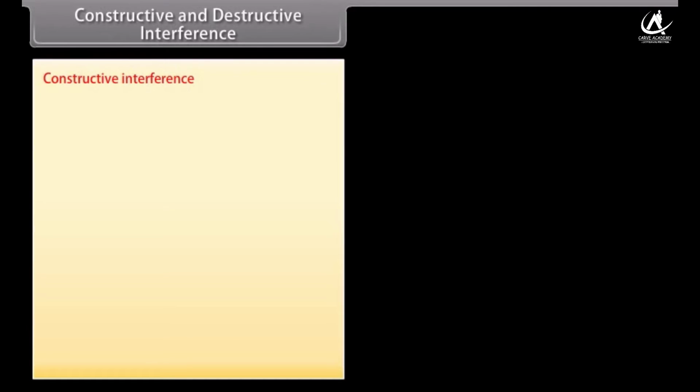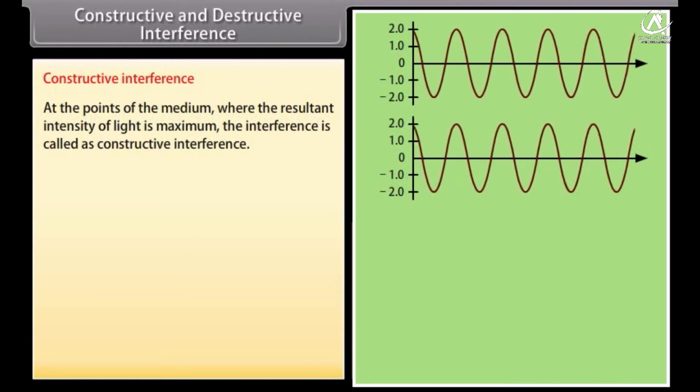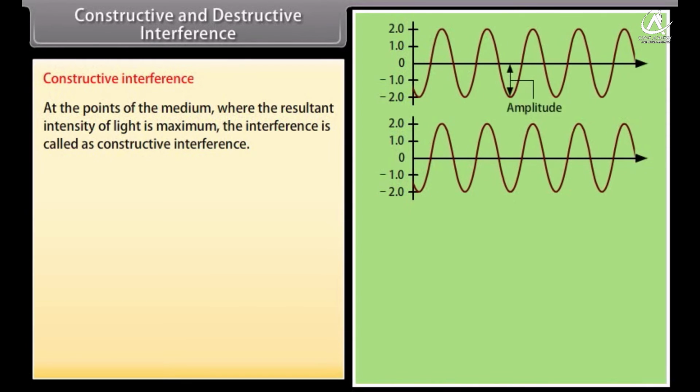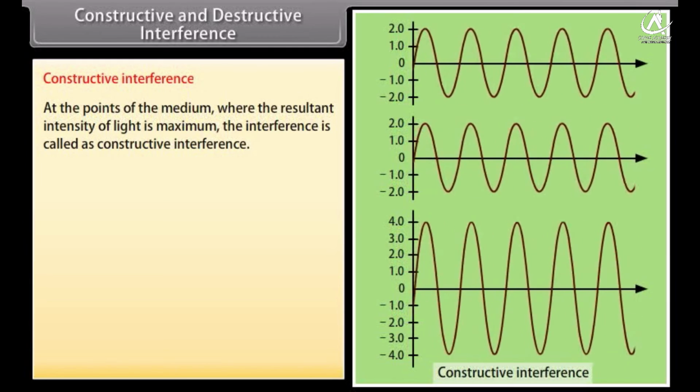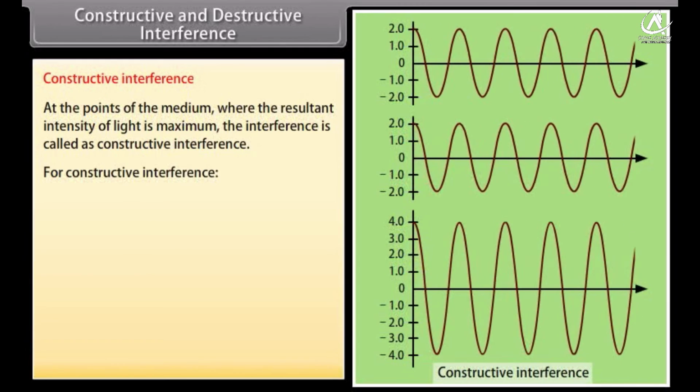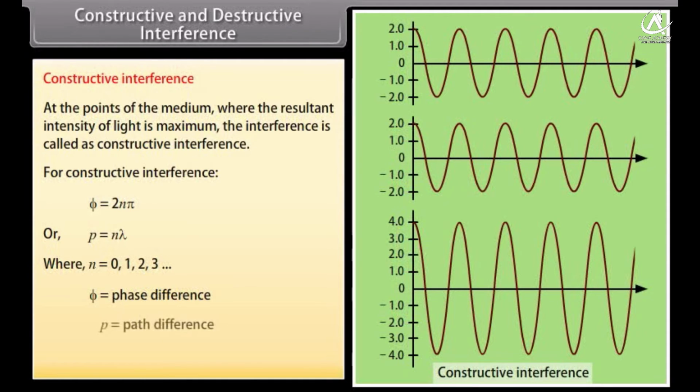Constructive and destructive interference. Constructive interference: at the points of the medium where the resultant intensity of light is maximum, the interference is called constructive interference. For constructive interference, phi is equal to 2n pi or p is equal to n lambda, where n is equal to 0, 1, 2, 3 and so on. Phi is the phase difference, p is the path difference, and lambda is the wavelength of light.